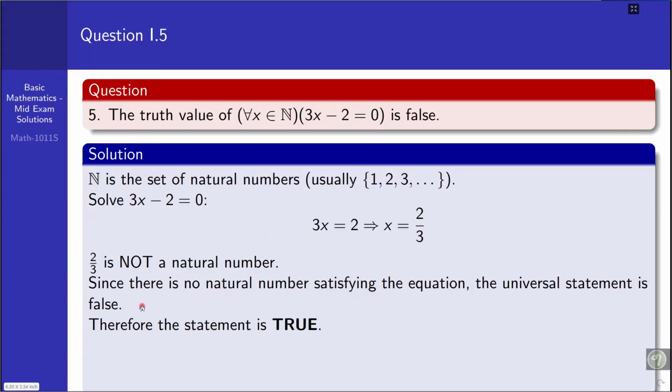Therefore, the statement for this one is true, because it says the truth value of "for every x an element of N, 3x minus 2 is equal to 0" is false, and so it is true.